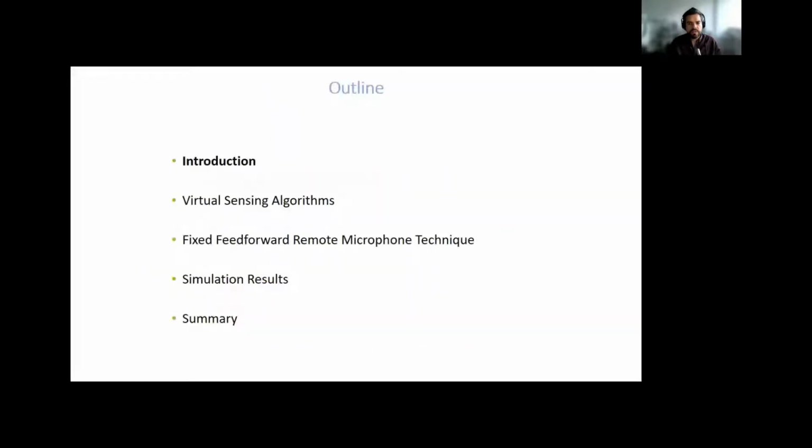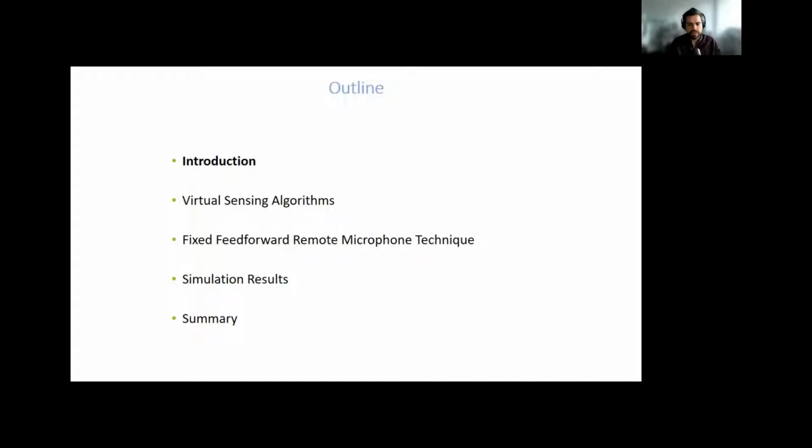The outline of today is going to be the following. First, I'm going to give you an introduction into the topic of ANC headphones, followed by a general description of how virtual sensing algorithms work. Third, I'm going to describe the proposed procedure that we use to optimize a fixed feed-forward ANC controller when we only have an external microphone at disposition by applying a virtual sensing algorithm called remote microphone technique.